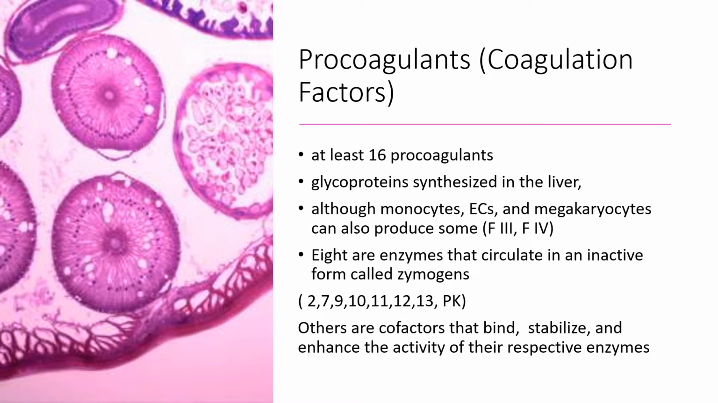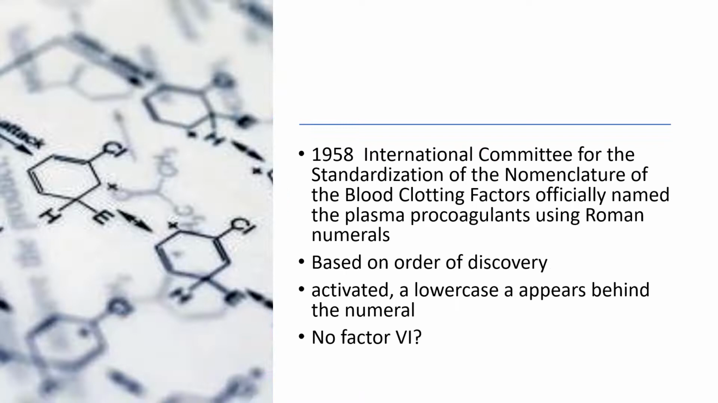Some of the coagulation factors are considered cofactors. So they help in the stabilization, the binding, and the activity of the zymogens or the enzymes. The names of the different clotting factors are based on the International Committee for the Standardization of Nomenclature of the Blood Clotting Factors in 1958. Based on this committee, they named the clotting factors using Roman numerals.